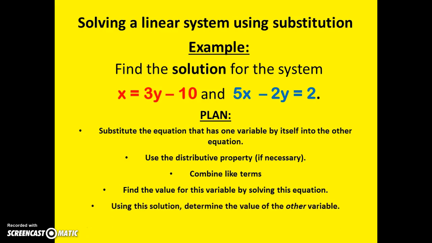Then we're going to take the solution to that and determine the value of the other variable. Because remember, in order to find a solution for a system, we have to find the value of x and the value of y. So we have to come up with two values, and together they make that point of intersection. Finally, we're going to check our solution in each equation if possible.